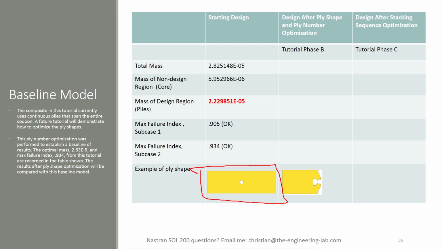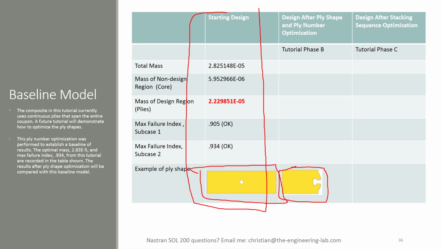In one of the upcoming tutorials, we're going to introduce ply drop-offs. We're actually going to custom tailor each ply to target these failure indices while minimizing the weight of this composite coupon. So in this tutorial, we targeted fully continuous plies. In an upcoming tutorial, we're going to introduce ply drop-offs. We're going to create these really exotic looking ply shapes.